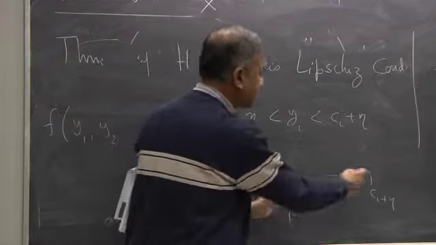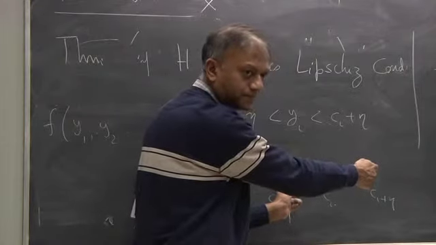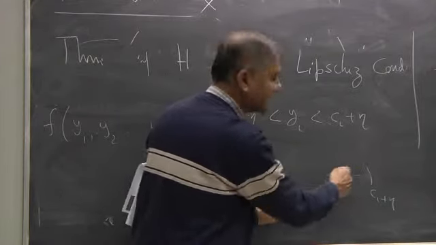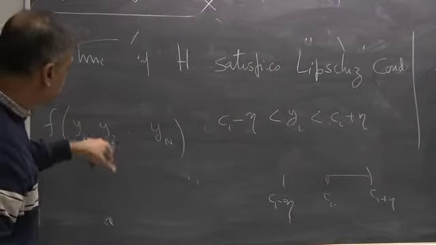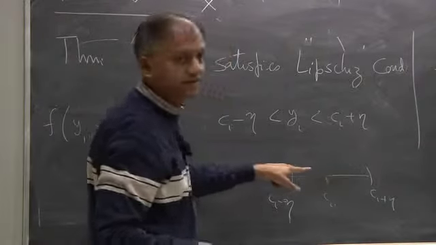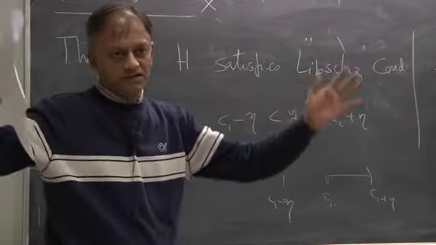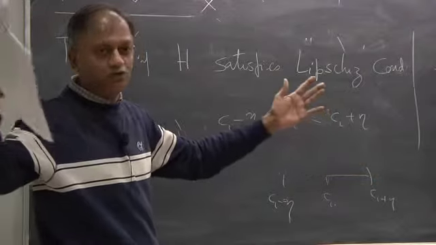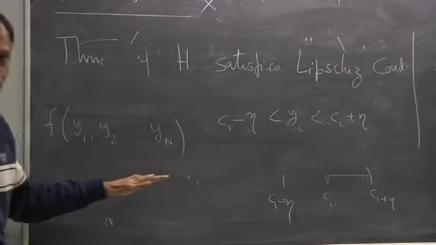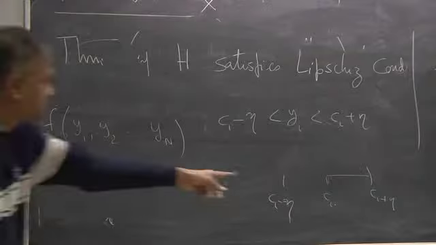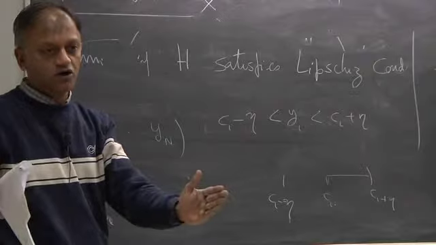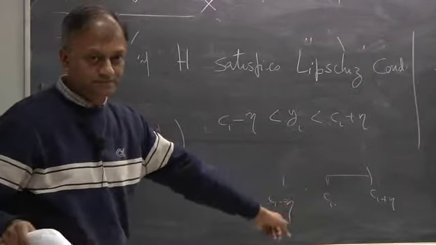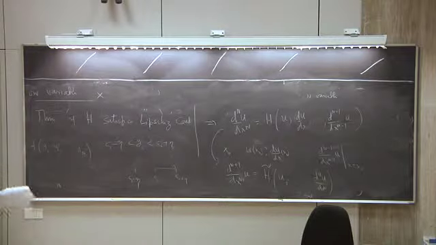Okay, so the full interval is of length 2 eta, and yi is supposed to be inside this range. So you are allowing these variables, yi, to go between this range. So they form a kind of box, a big hypercube in this n-dimensional space, centered at the point ci, and each side of this box has a length 2 eta. So these points are inside this range, and so we are considering this.